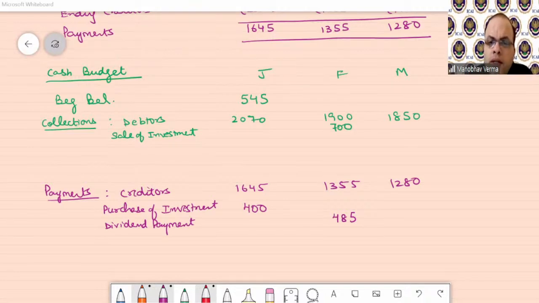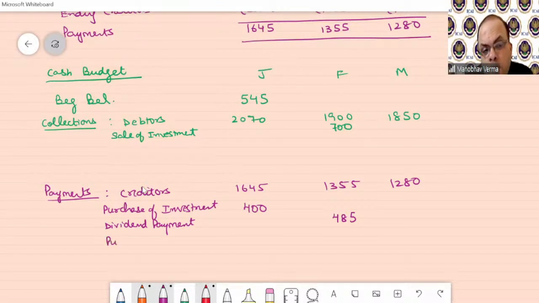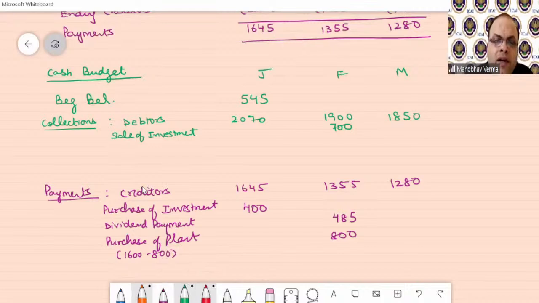800 moving to 1600 and 1550, guys. 800 moved to 1600 and then 1550. That means probably there was a plant purchase and then a sale of the plant as well, right? So when the 800 moved to 1600, we're talking about purchase of plant. So that is 1600 minus 800 here. That happened in the month of Feb. So that's 800. And then from 1600, we go to 1550 in the month of March. So sale of plant of 50 over here, guys.